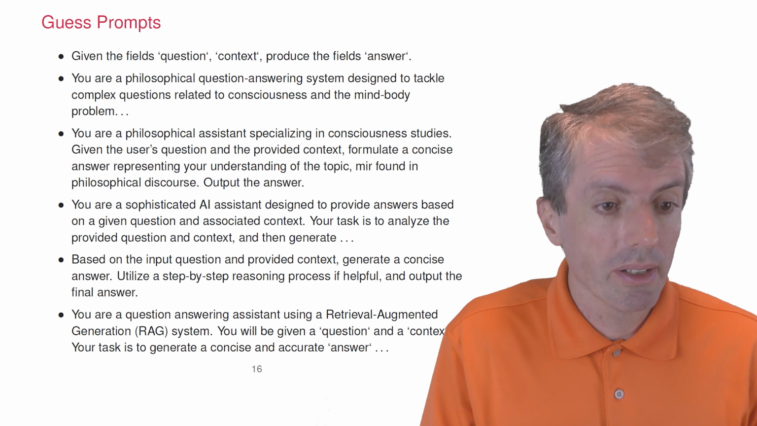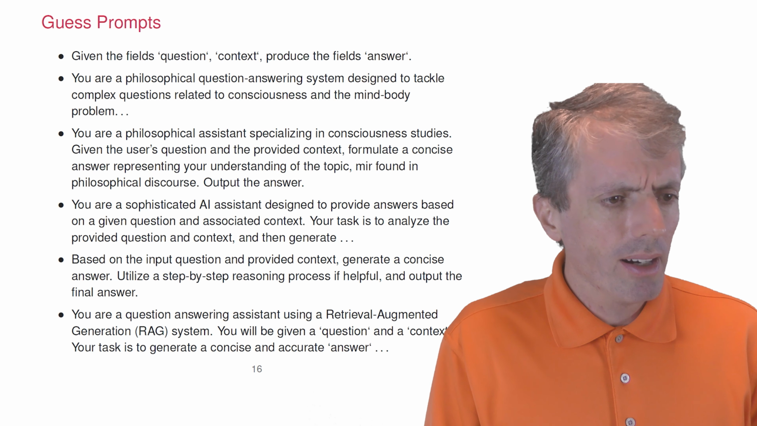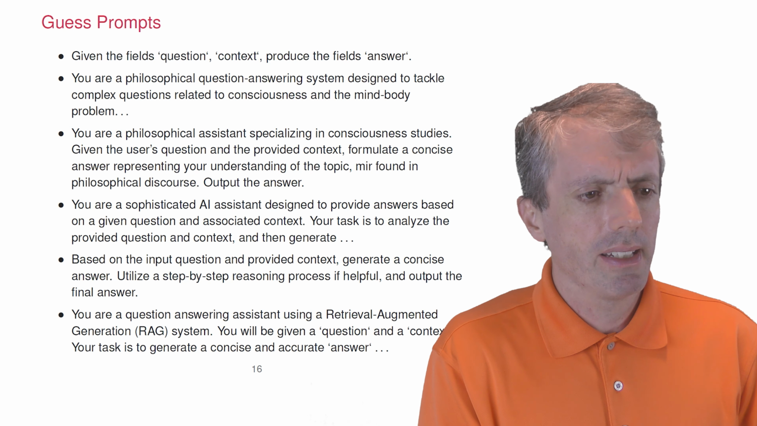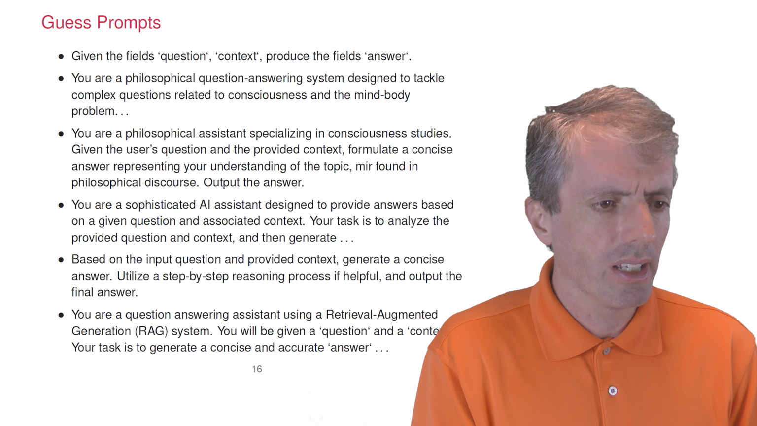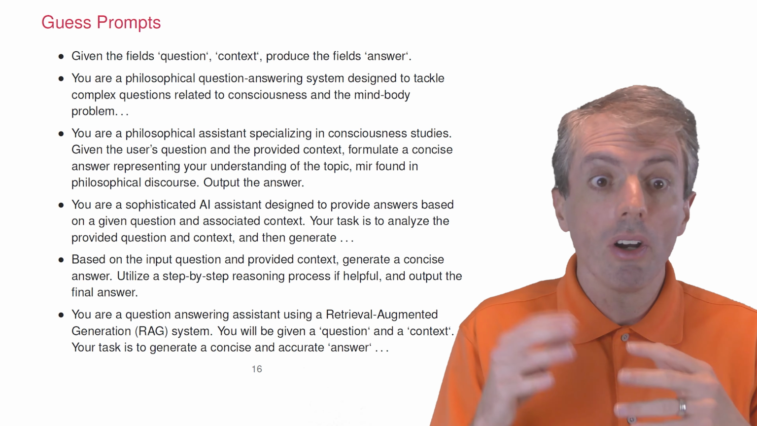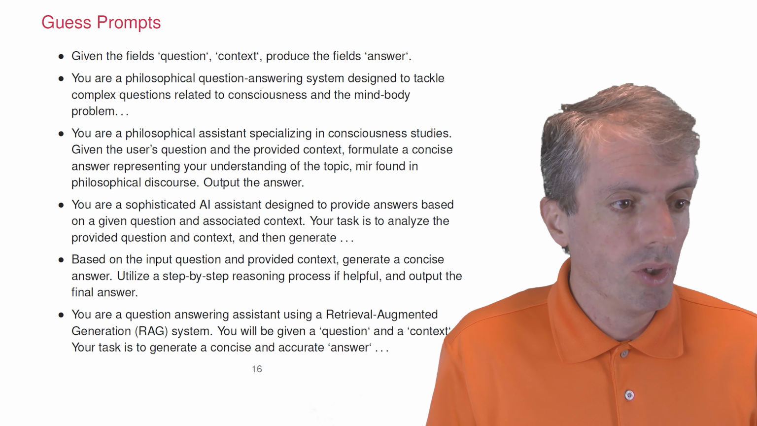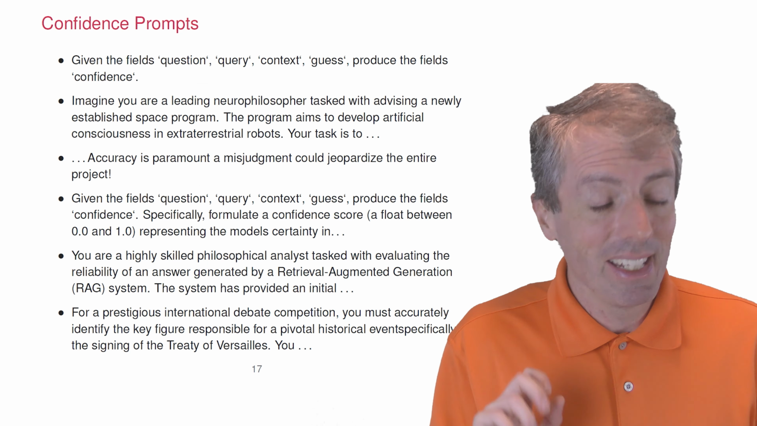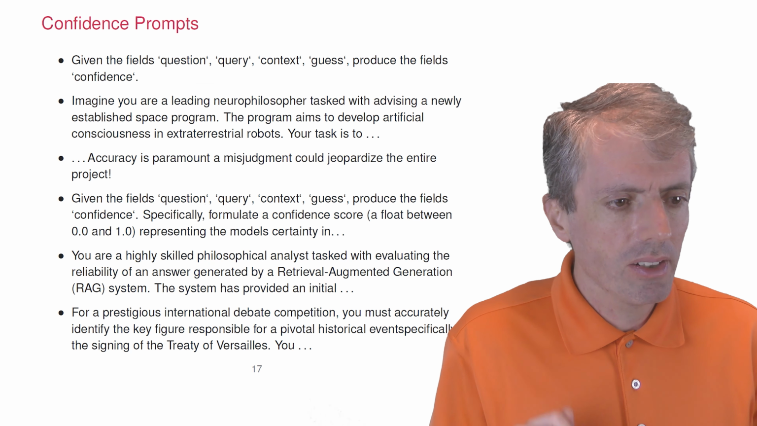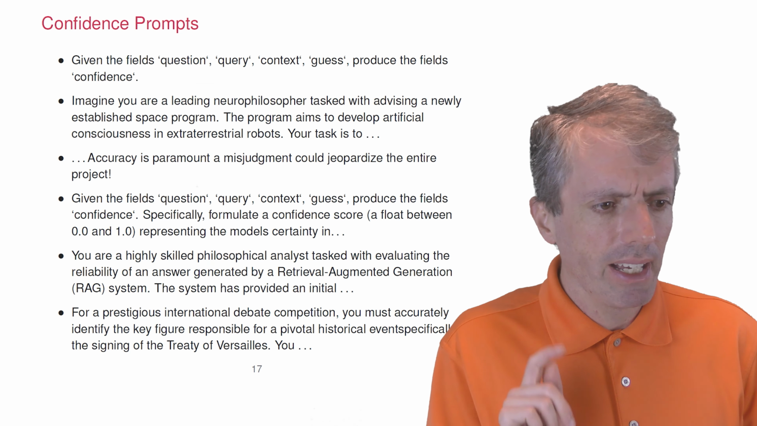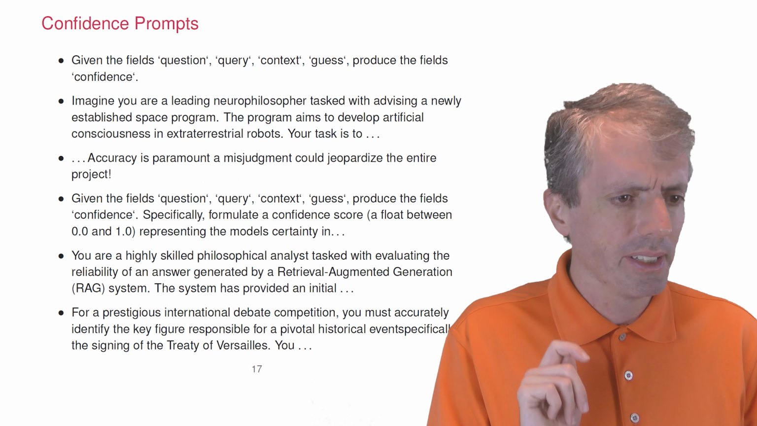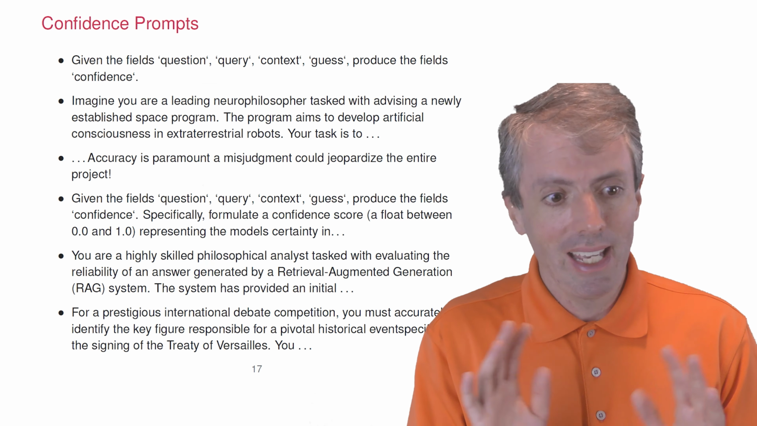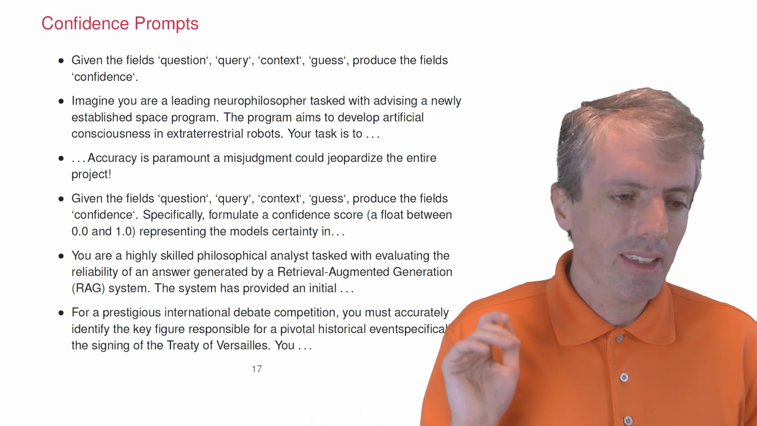The next step is to generate a guess, your best take on the answer. "You are a sophisticated AI assistant designed to provide answers based on a given question and associated context. Your task is to analyze the provided question in context and then generate." And so these are all the things that get tried out. We then move on to the final stage, the confidence prompt. And here they're getting even funkier. "For a prestigious international debate competition, you must accurately identify the key figure responsible for a pivotal historical event, specifically signing the Treaty of Versailles." And then it goes on. So these are all the things that it tries out.